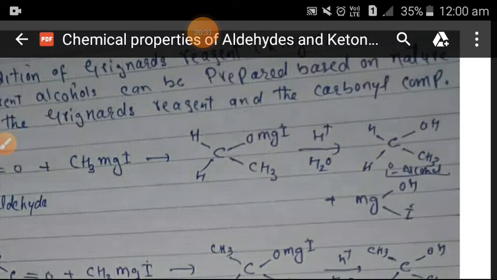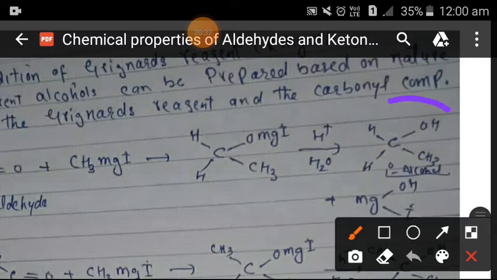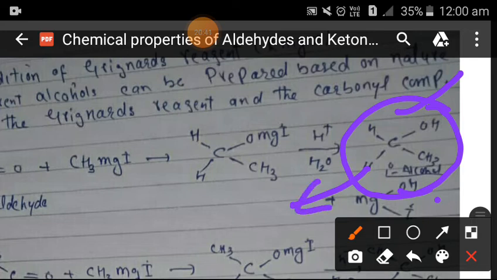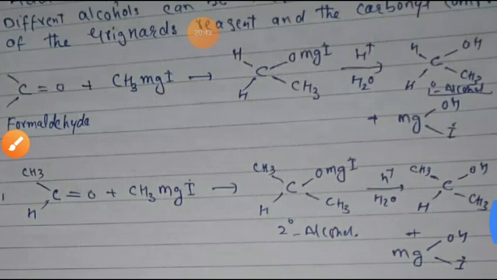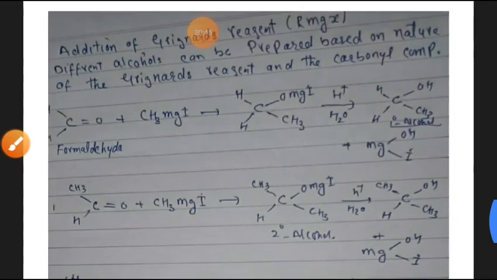It is a primary alcohol here. The primary alcohol is formed here. Clear? So the main product formed here is the primary alcohol. So it depends upon this.